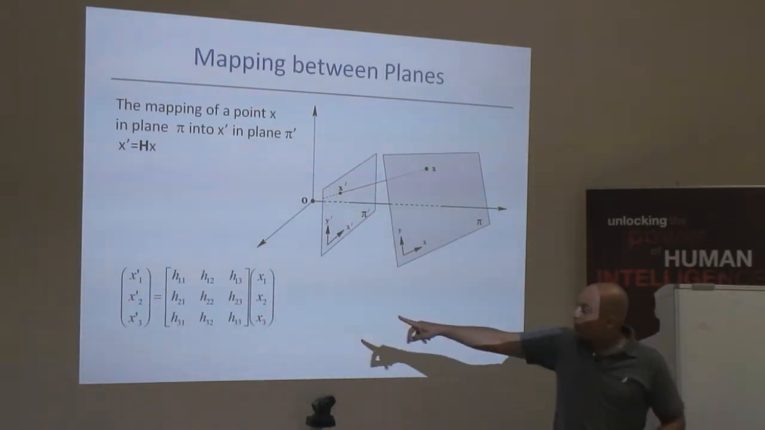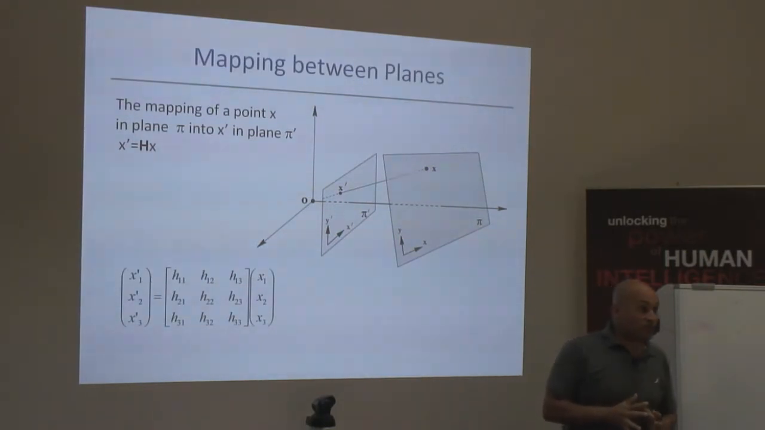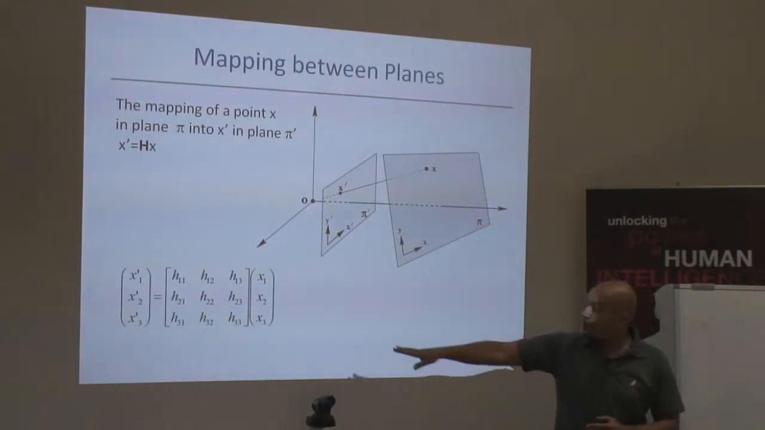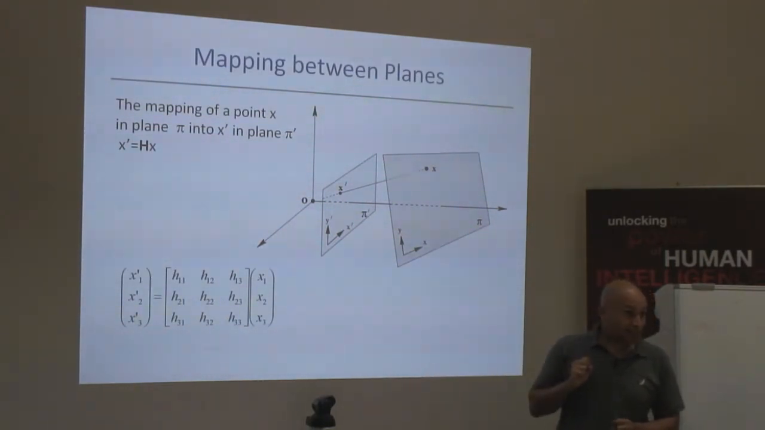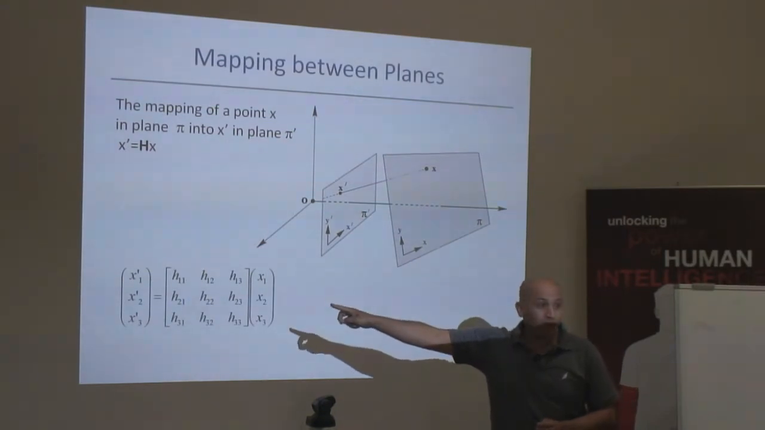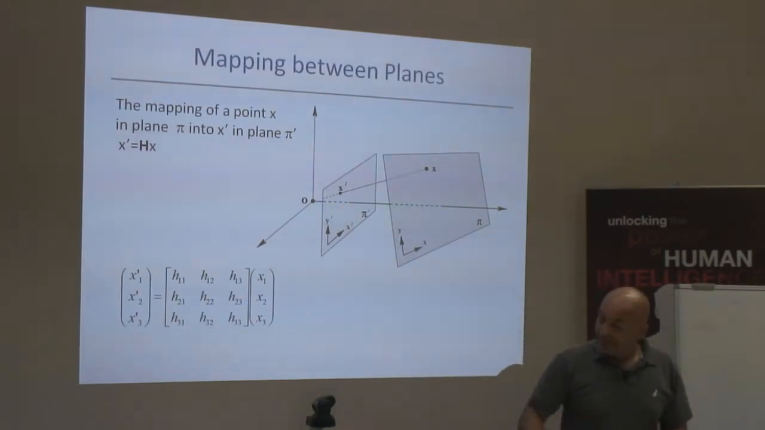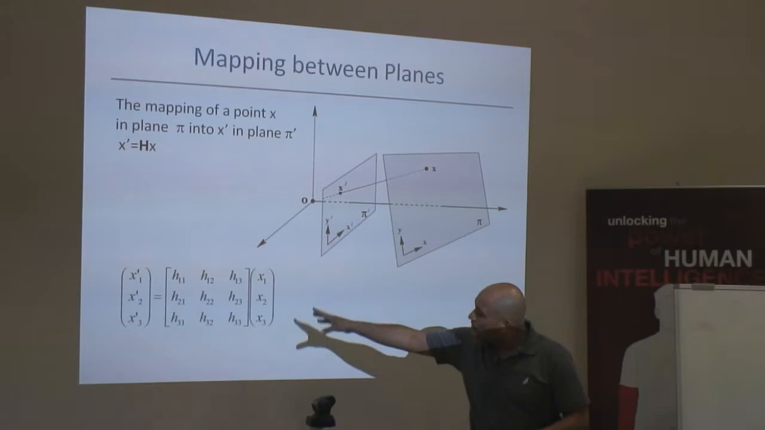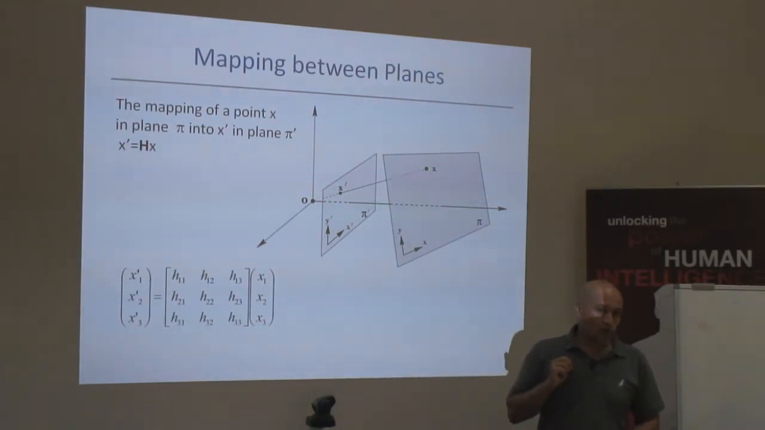Because we are in 2D, and this is homogeneous coordinates, this will definitely not be 0 in this case. And what we will do is multiply this to get x prime, y prime. And now what we want is to find all these h11, h12 to h33 values.